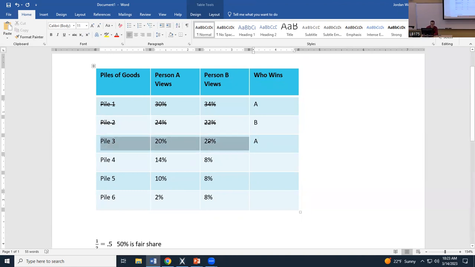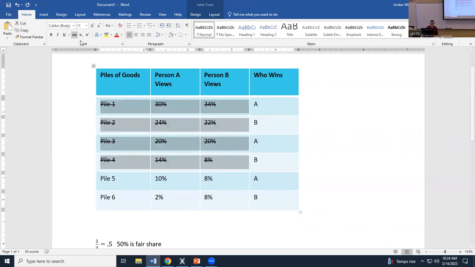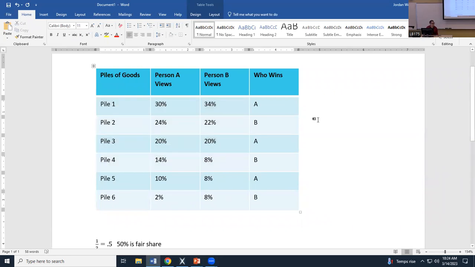There you go. Now that's off the table. The next most valuable to B, well, these are all tied, but let's just pick pile four for B there. So B flips. Next most valuable to A is pile five. And then B gets the last remaining pile, which is pile six. Does that make sense?